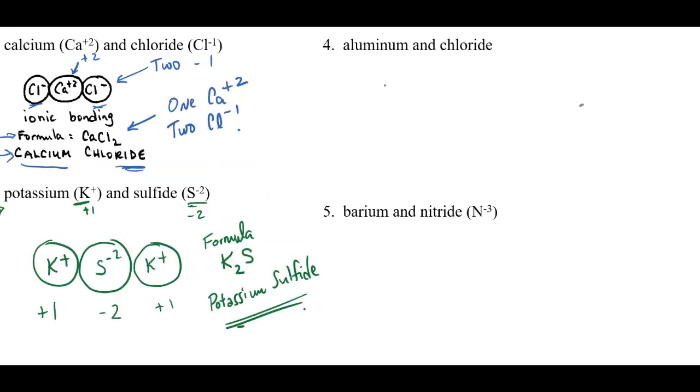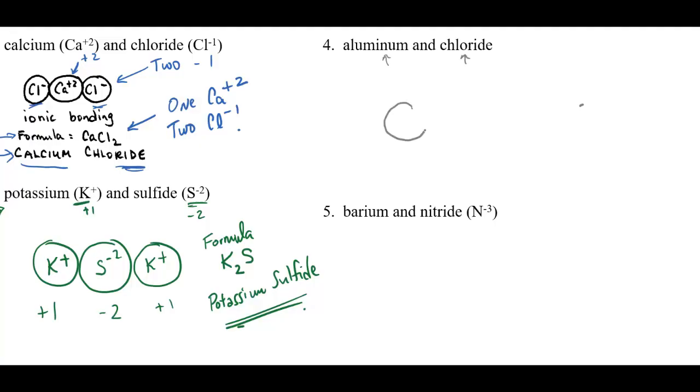Here's example number 4, aluminum chloride. We need to know the charge of aluminum. We need to know the charge of the chlorine. Go to the periodic table and find those charges. That will tell you what to do next. If you did it correctly, aluminum is +3. Chloride is -1. I'll just write minus. You can see they're not balanced yet. We need an equal number of pluses and minuses.